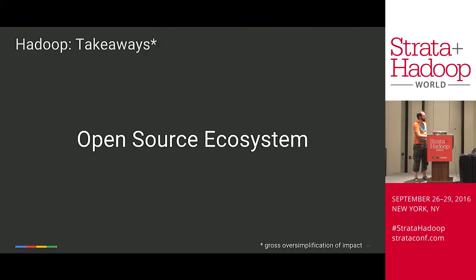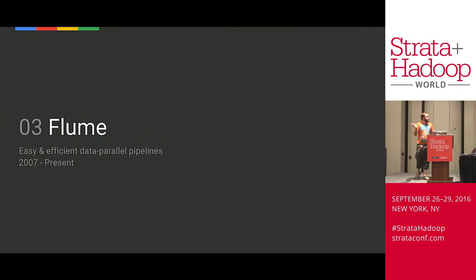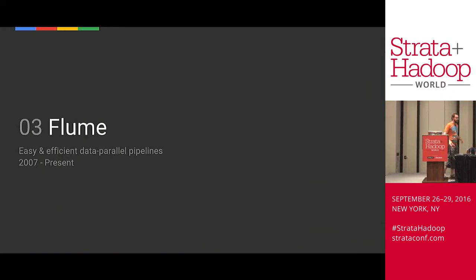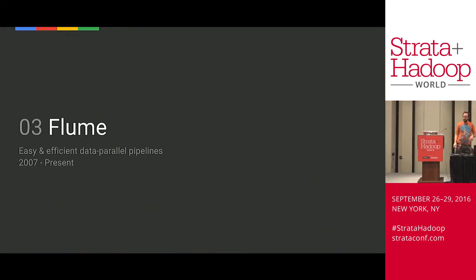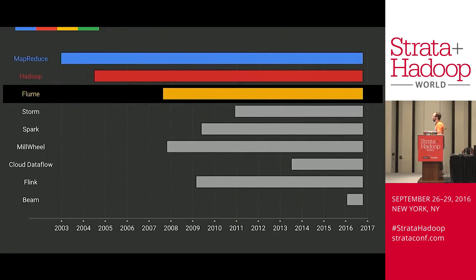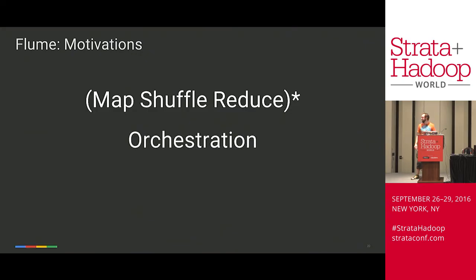So I'm going to move on. The next system I'm going to talk about is Flume. This is Google Flume, not Apache Flume. Flume was founded in mid to late 2007, basically right when the Seattle Google office opened. There were basically three motivations for the creation of Flume.